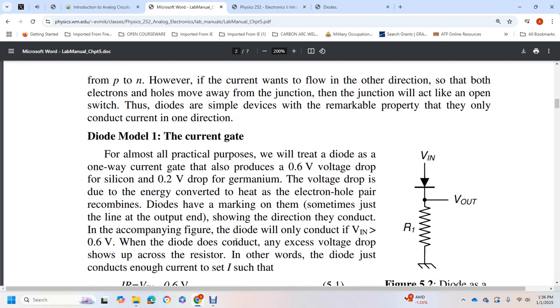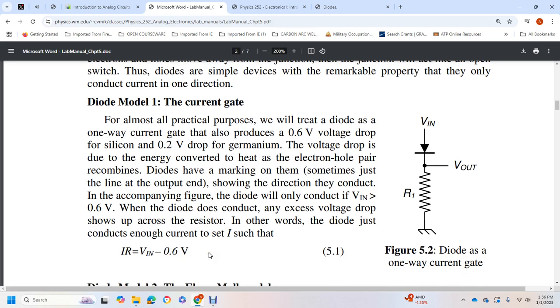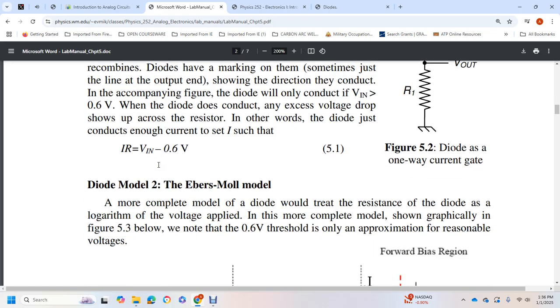In the accompanying figure, the diode will conduct when the input voltage is greater than 0.6 volts. When the diode does conduct, the excess voltage drop shows up across the resistor. In other words, the diode just conducts enough current so that the current, amps, equal to the voltage over the resistance, equals the voltage in minus 0.6 volts. Figure 5.2 shows the diode as a one-way current gate.